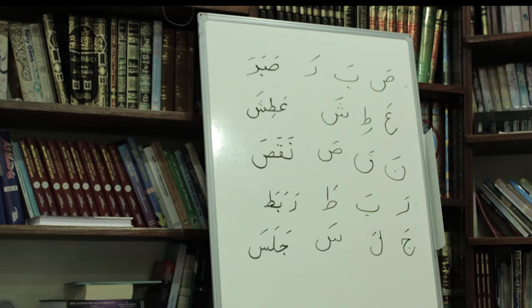Right. Summarize. So basically, harf, the particle, is categorized into two branches. Amil means a governing particle, meaning a particle which will have an effect on the word that will come after it. That's what amil means. And ghair amil means a particle which will not have an effect on the word after it.